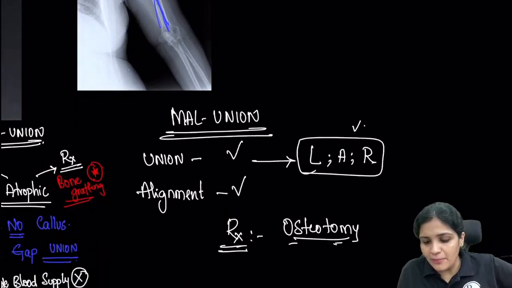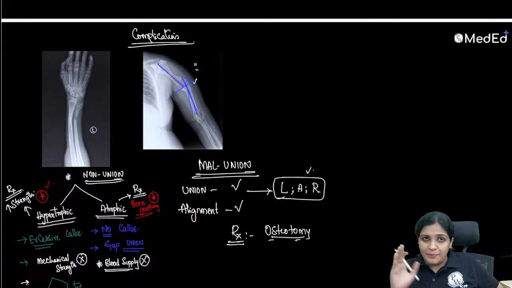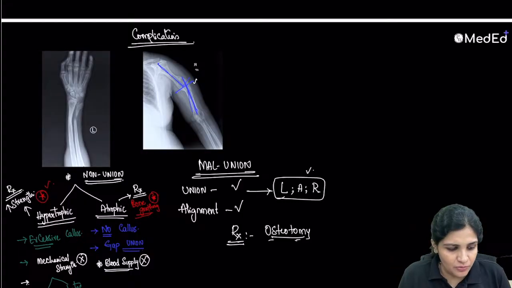Okay, the treatment for malunion is osteotomy, and the treatment of non-union depends upon whether it is a hypertrophic non-union or an atrophic non-union. Is that clear?